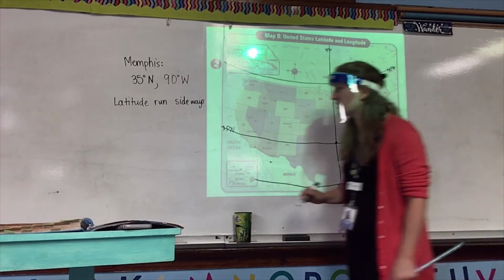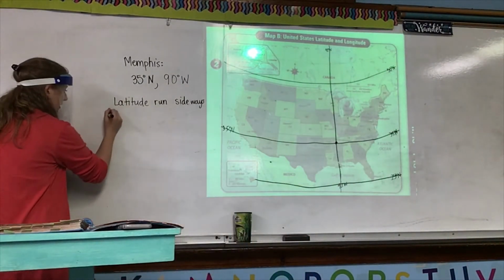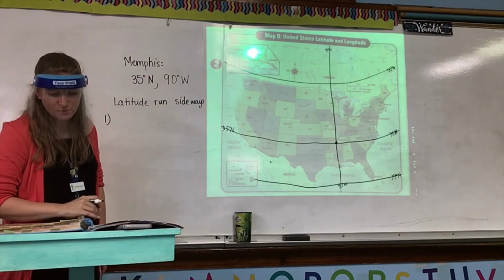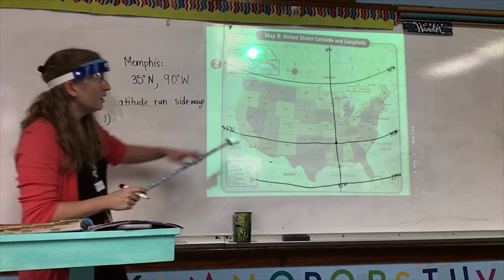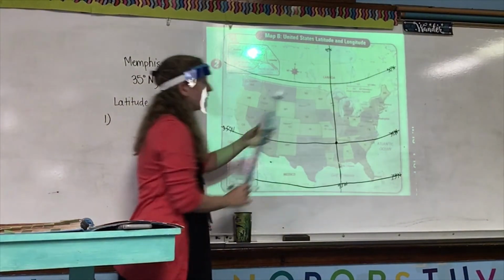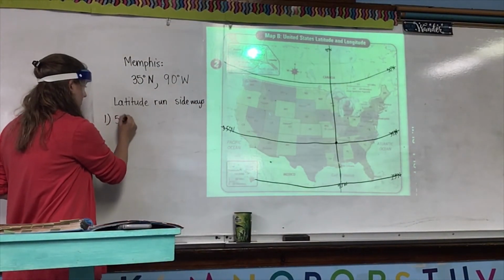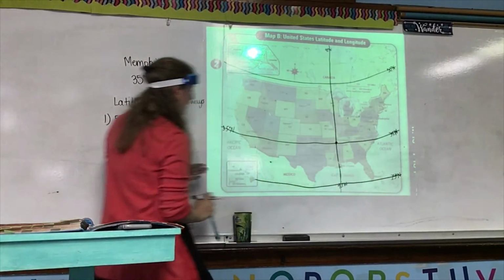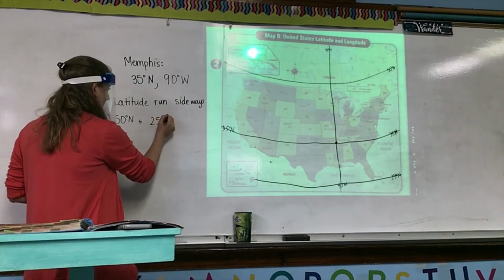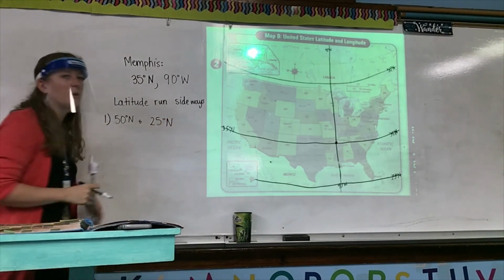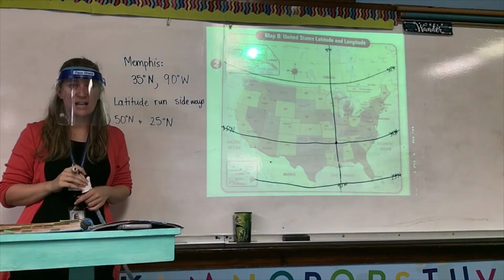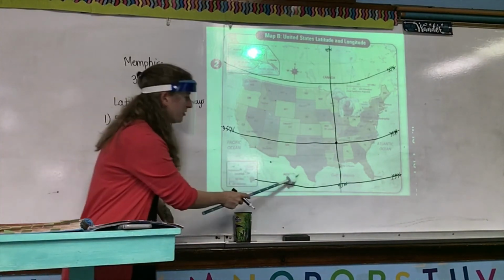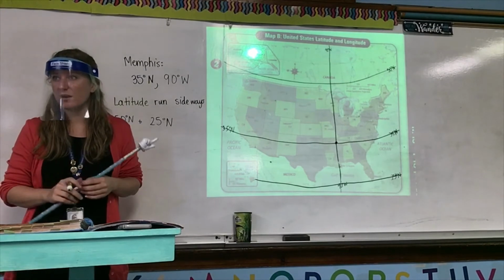That means the answer to number 1, which says, between which two lines of latitude does most of the United States lie? Well, we know it's between 50 degrees north and 25 degrees north. Remember, they are both north because lines of latitude are not named based on the United States. They're named based on the equator. Both of these lines of latitude are above the equator, so they are both north.